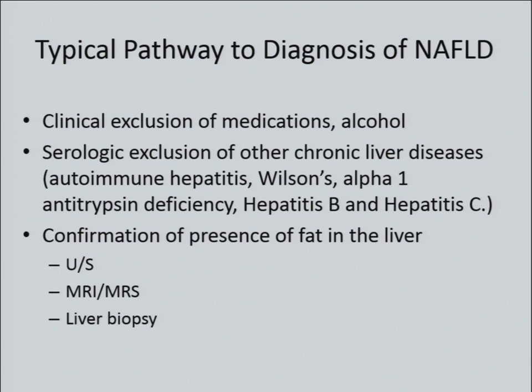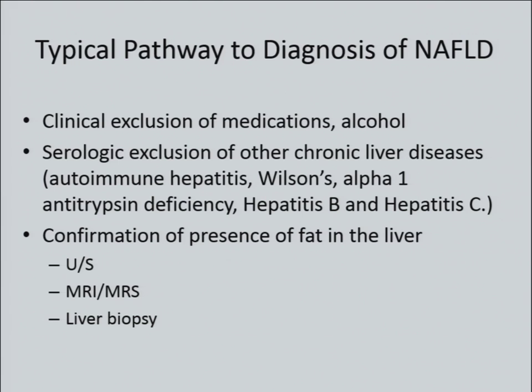Okay, so what's the typical pathway to diagnosis of NAFLD? After you have the ALT, it's been repeated, they have a chronic hepatitis of some sort. Next is clinical exclusion of medications. Alcohol use should be excluded. It's not as commonly a problem in children, clearly.